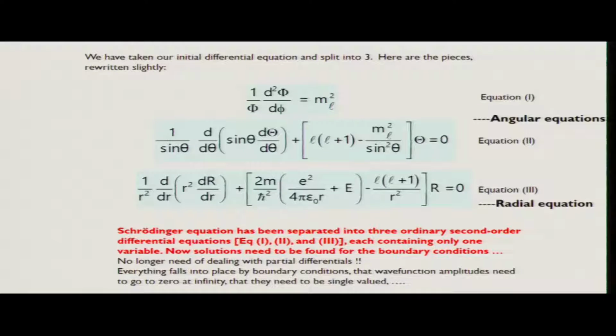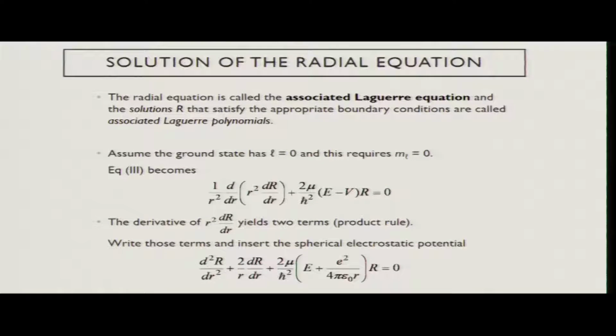Now, the solutions need to be found for the boundary conditions, and we no longer need to deal with partial differentials because everything now falls into place by boundary conditions: that the wave function amplitude needs to go to 0 at infinity, that it needs to be single valued, and so on and so forth. So, with this background, the different parts of the equation can be solved. The radial part of the equation is called the associated Laguerre equation, and the solutions that satisfy the appropriate boundary conditions are called associated Laguerre polynomials.